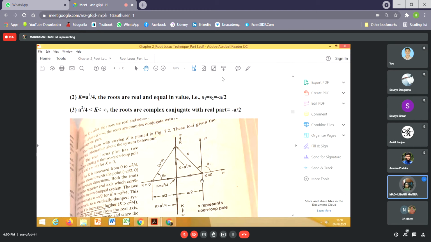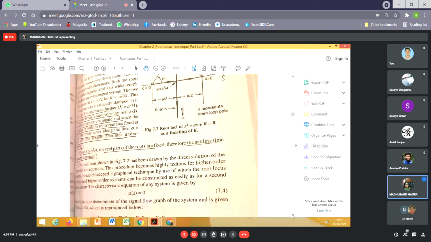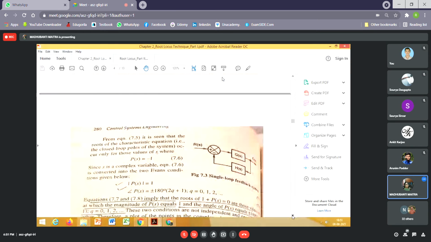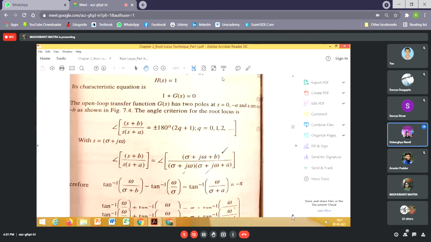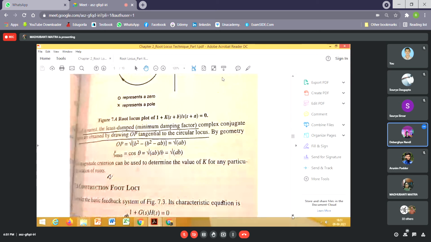Can you recall? This is the first root branch, and this is the second root branch. This one is one root branch, this is the other root branch. Both the root branches are originating from the two open loop poles when k is equal to 0. Can you recall this fact? Yes or no? Yes, ma'am. Okay.